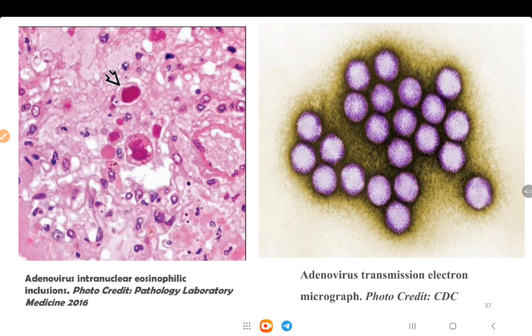This slide shows the microscopic appearance of adenovirus infection. The first image on the left demonstrates the intranuclear inclusion body, which is a characteristic finding in the infected cell. In the second image, you can see an electron micrograph showing the virus particles of adenovirus under the electron microscope.